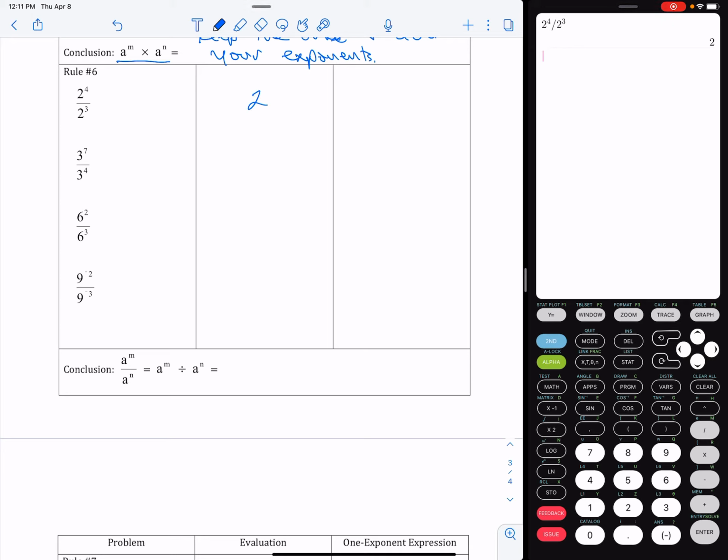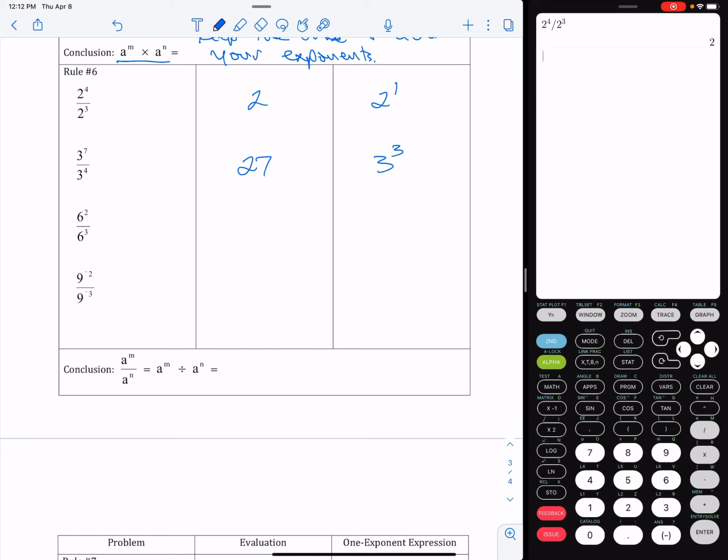So how could I write that as a one exponent expression? Just 2 to the 1st power. Now if you do 3 to the 7th divided by 3 to the 4th, you end up with 27. Now, how do we do that? Well, the one exponent expression would be 3 to the 3rd power.